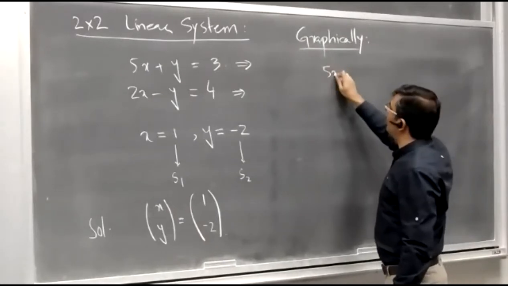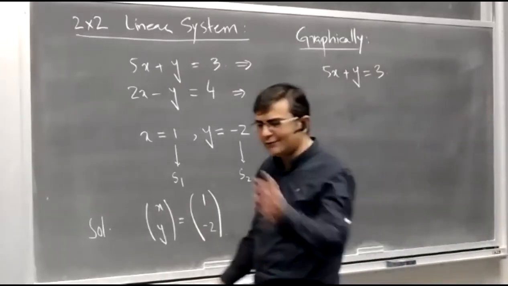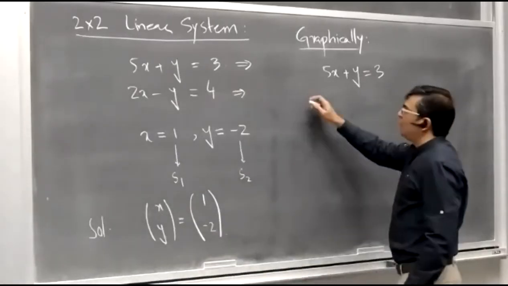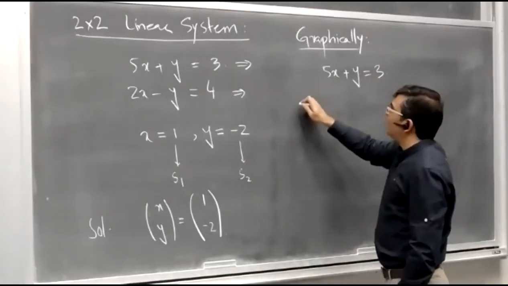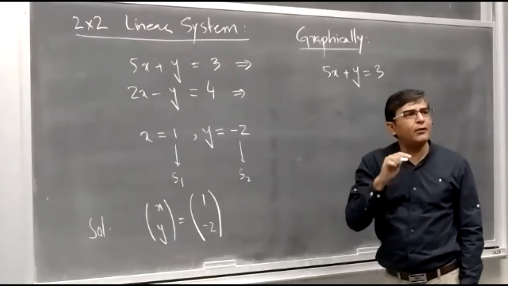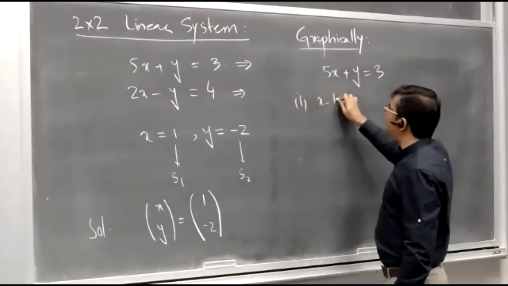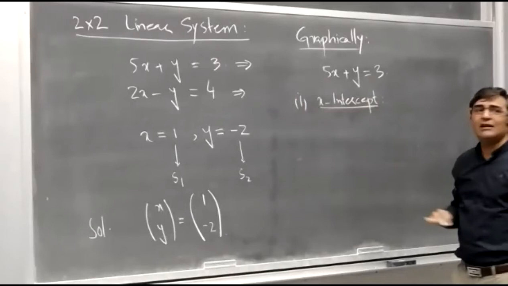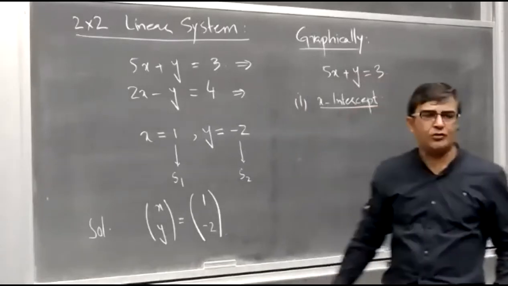For example, you choose 5x plus y is equal to 3. How can you plot it easily on the two-dimensional plane, the xy plane? You take the y-intercept and x-intercept. Yes, this is the easiest method of plotting a straight line on a two-dimensional plane. You find the x-intercept and y-intercept. X-intercept means the point where this line crosses the x-axis. That would be the x-intercept of that equation.